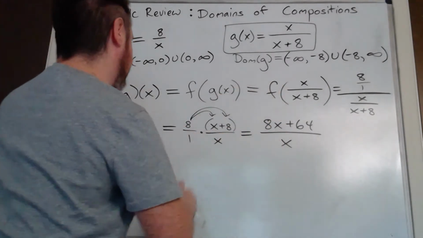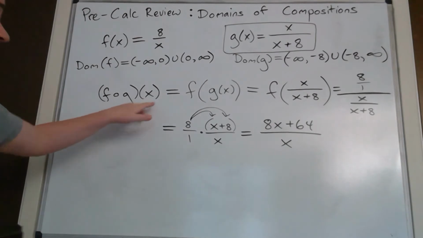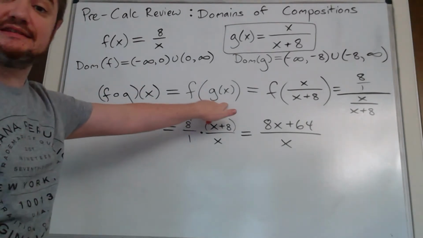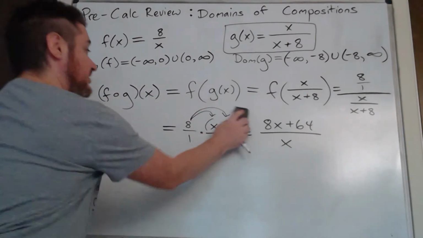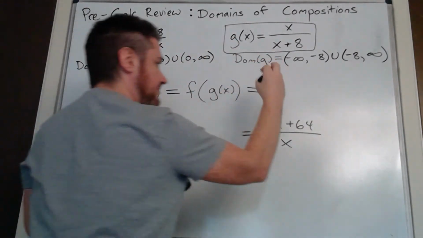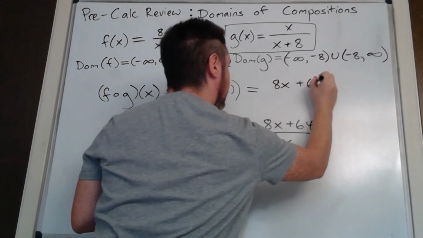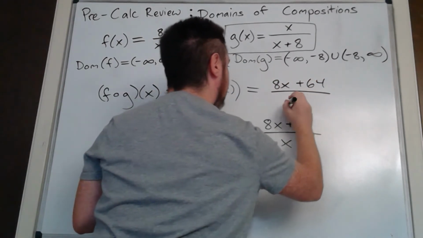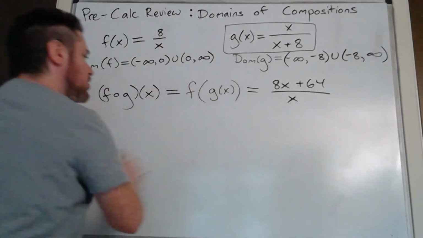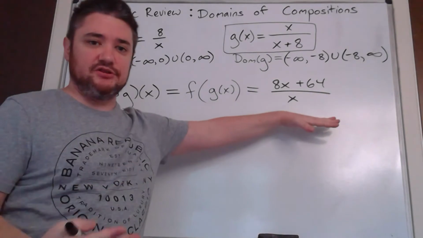But I want to keep the final answer here, just to tell myself that this was f composed with g of x. So I want to leave that there. And I actually want to leave this piece here, too, because that notation is helpful here. Just to buy some space, let me write my final answer up here. Final rule: 8x plus 64 over x. Okay, so no big deal. That's the first thing that you have to do for this homework.